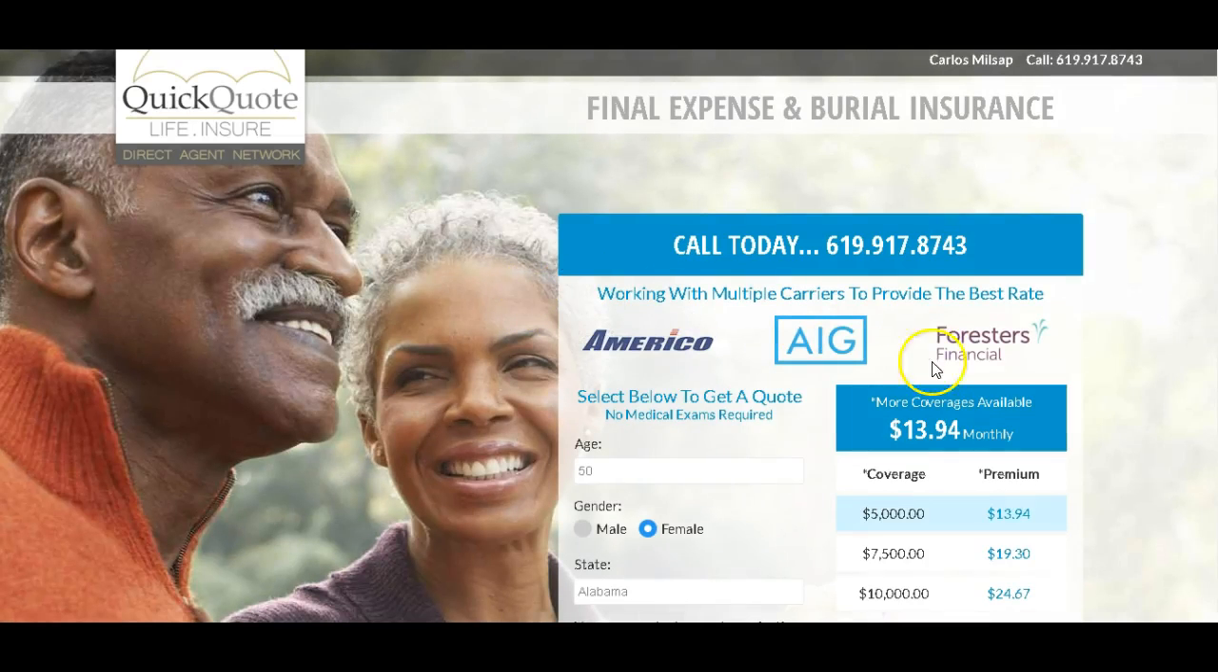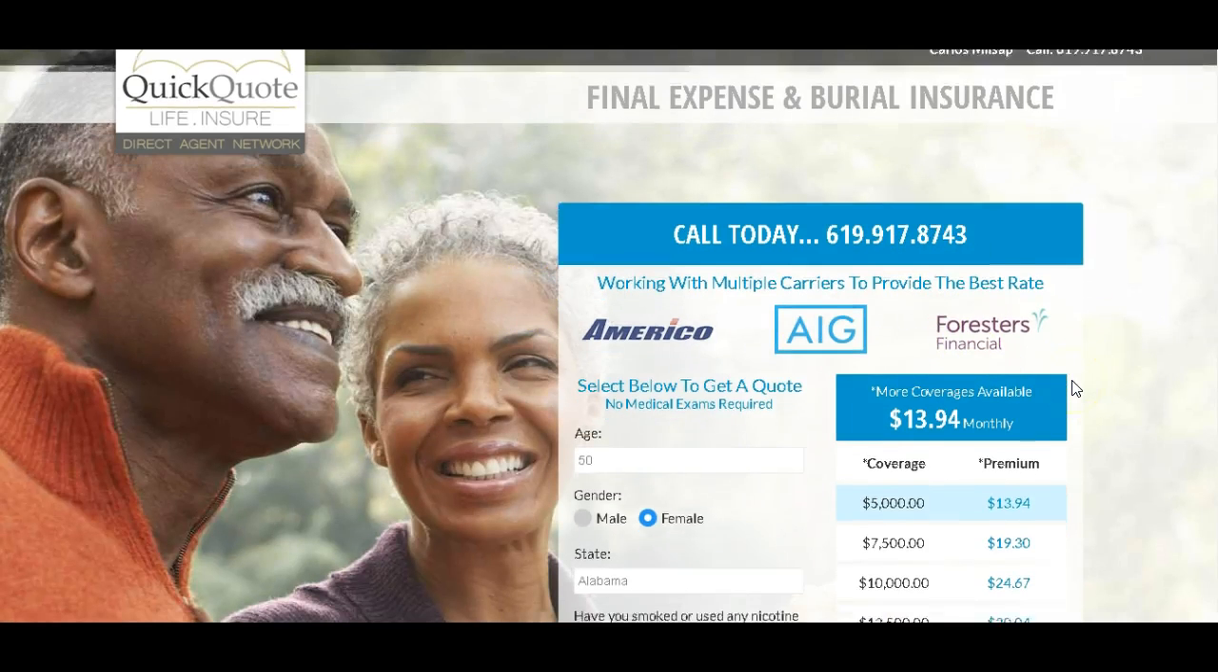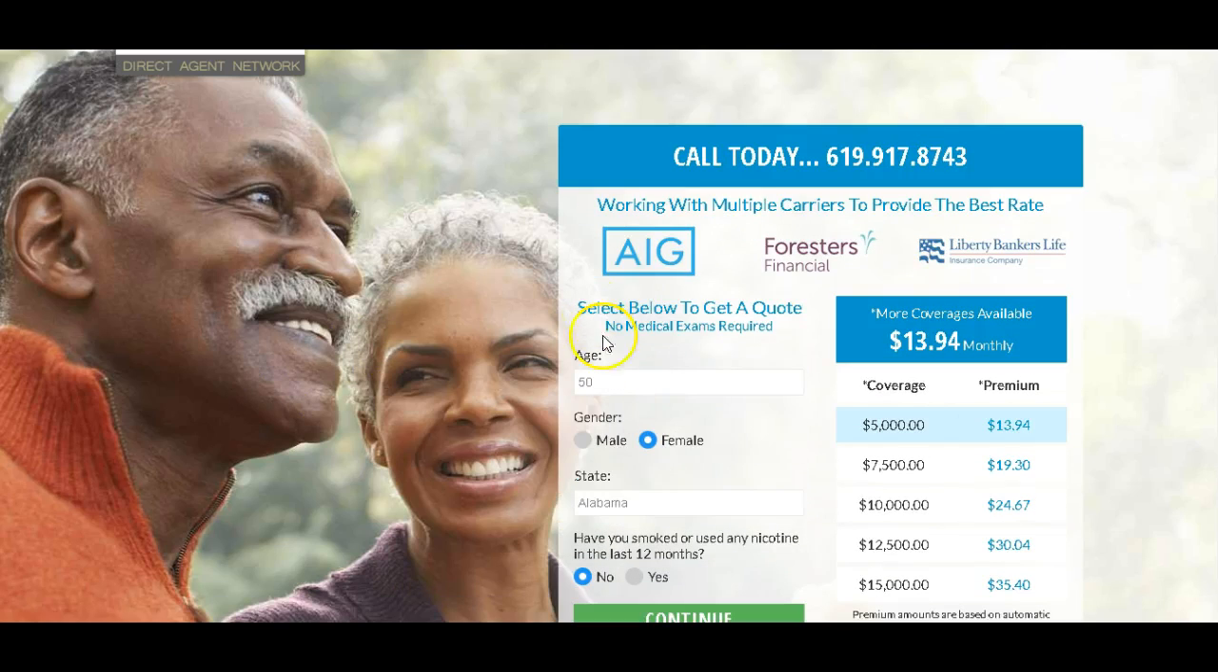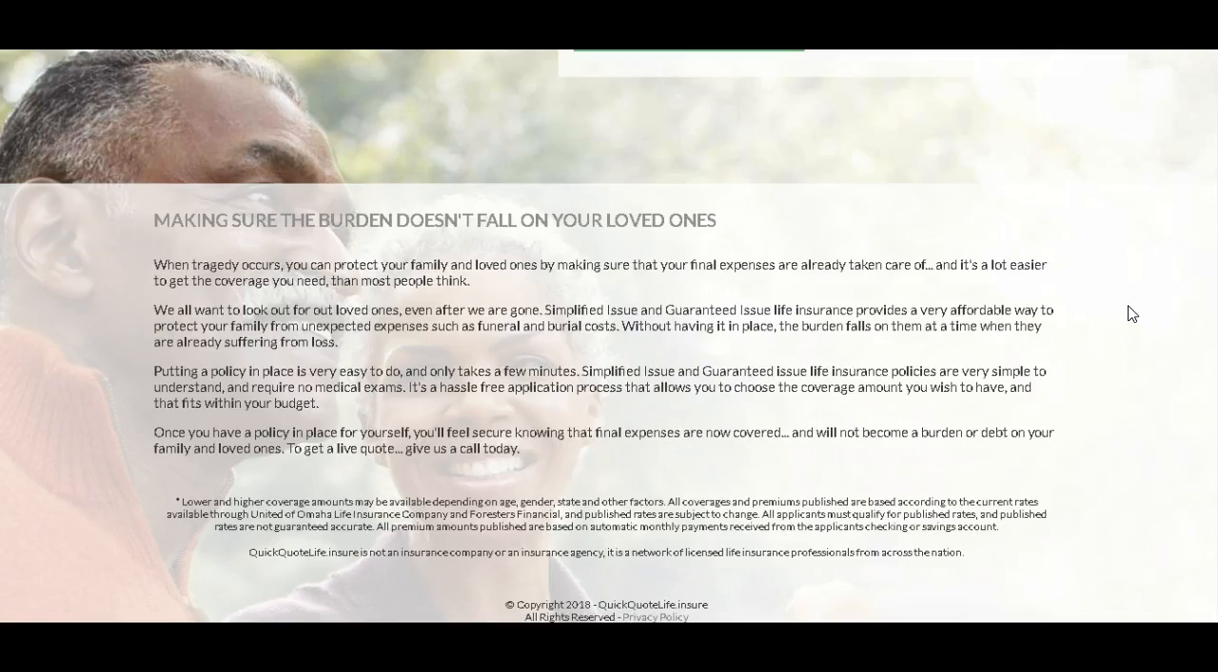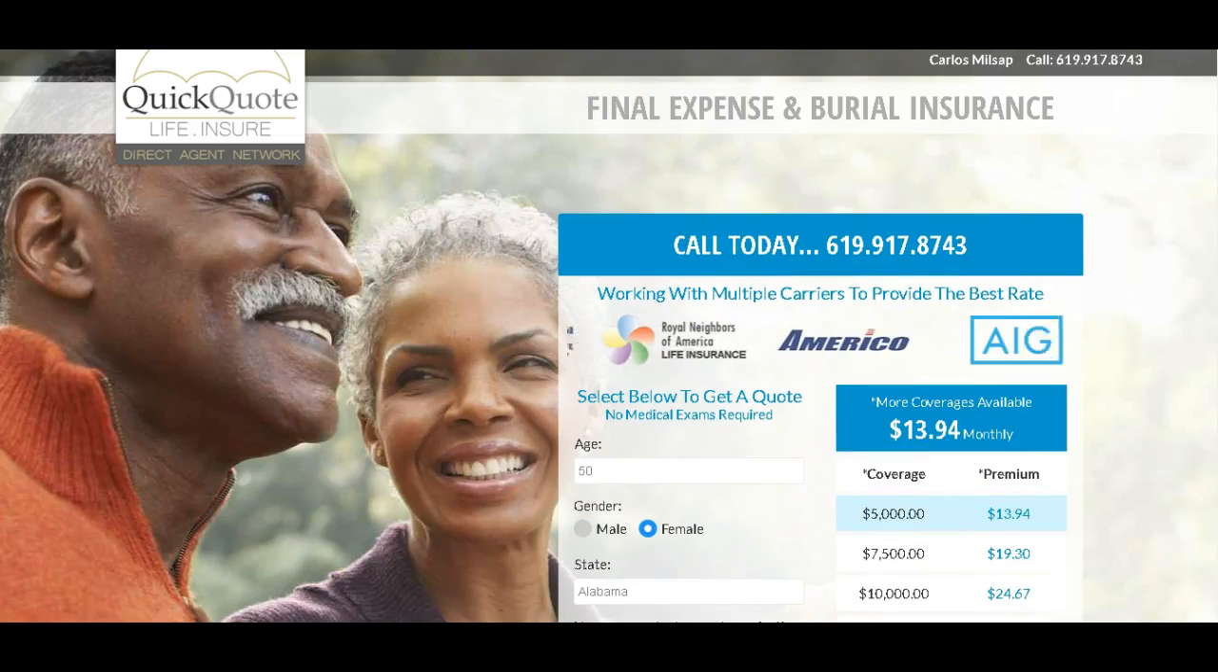Okay, this is my landing page. A person can come in here and put their information in, showing my carriers. It has my phone number and my name. So that's my landing page.